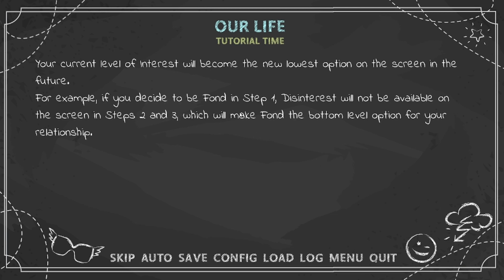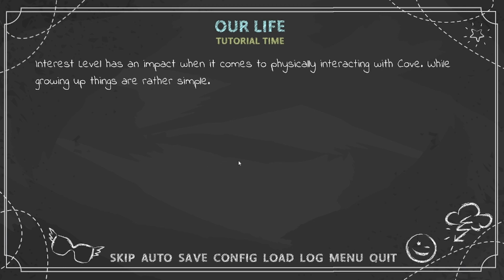For example, if you decide to be fond in step 1, disinterest will not be available on the screen in steps 2 and 3, which will make fond the bottom level for your relationship. Oh, but emotions could change. Like, you could be disinterested in someone after you were, I don't know.